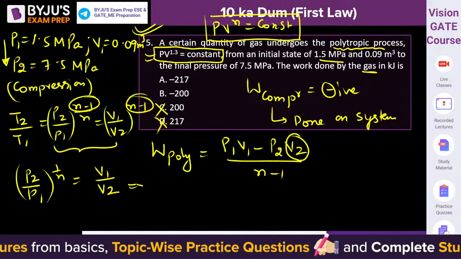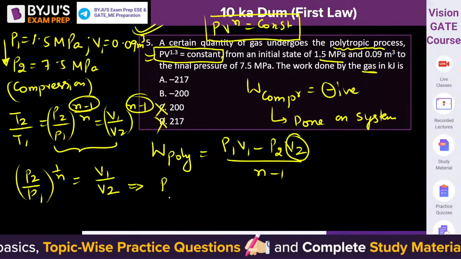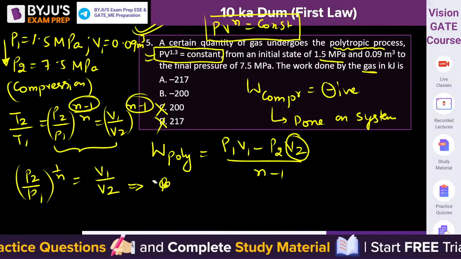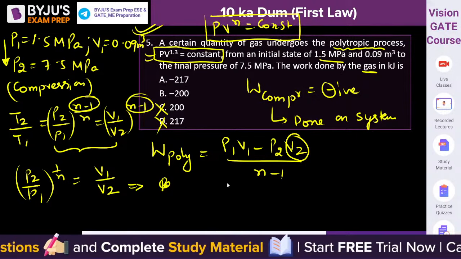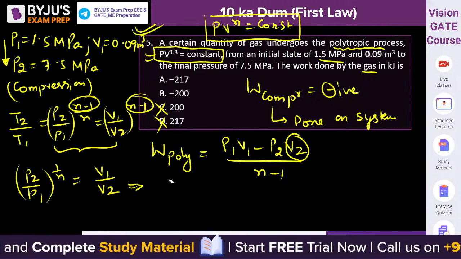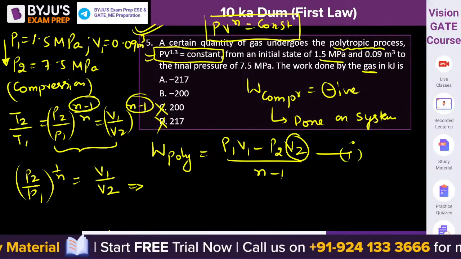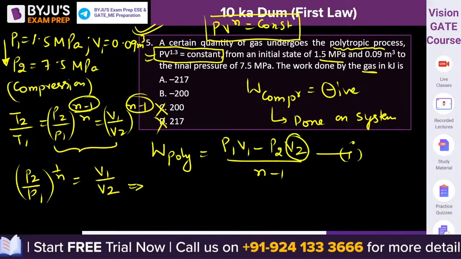Or what we could have said, V2 by V1 is equal to... what is the value of V2? First of all, find out the value of V2. Let me know the value of V2. This is our equation number 1. So can we say V2 by V1?